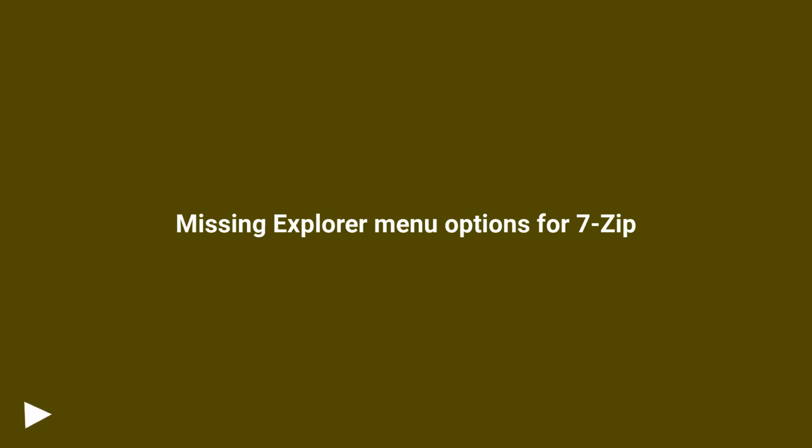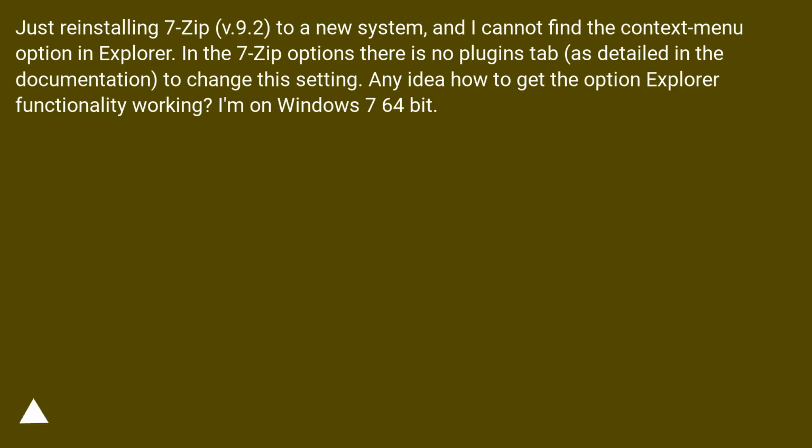Missing Explorer menu options for 7-zip. Just reinstalling 7-zip, v.9.2, to a new system, and I cannot find the context menu option in Explorer. In the 7-zip options there is no plugins tab, as detailed in the documentation, to change this setting. Any idea how to get the Explorer context menu functionality working? I'm on Windows 7 64-bit.